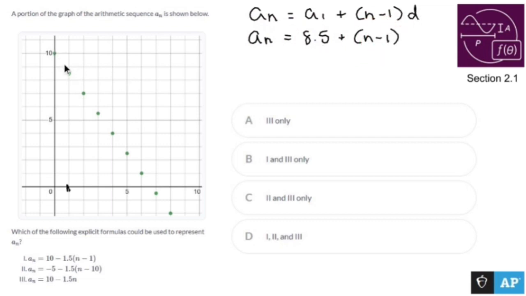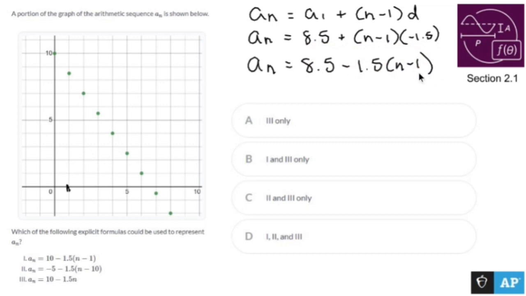Every time I move over, I go down 1.5, so the common difference is negative 1.5. So it looks like they want us to kind of shift that over. So the actual formula is going to be 8.5 minus 1.5 times n minus 1.